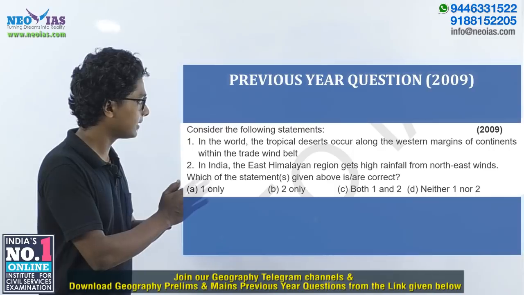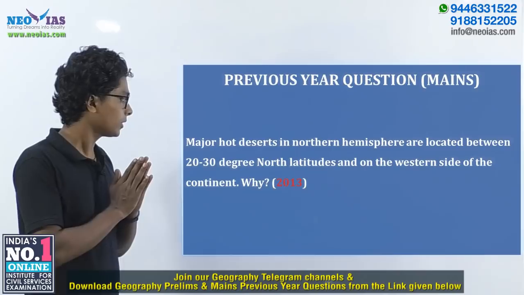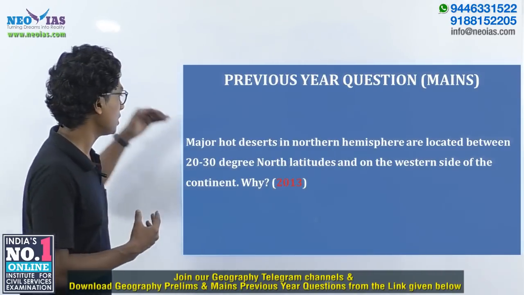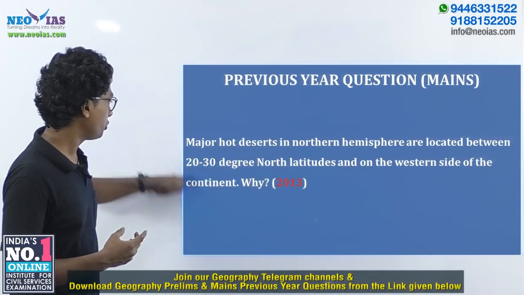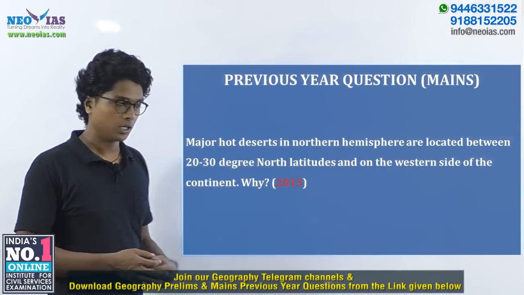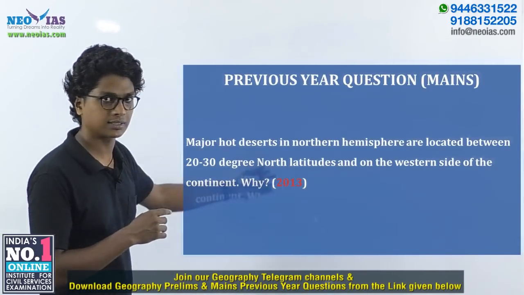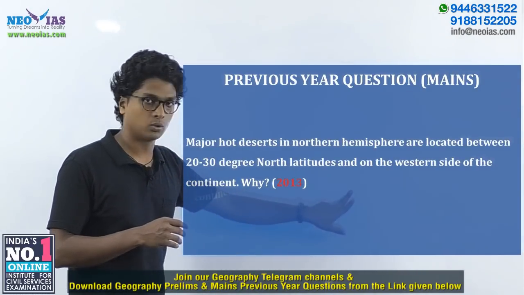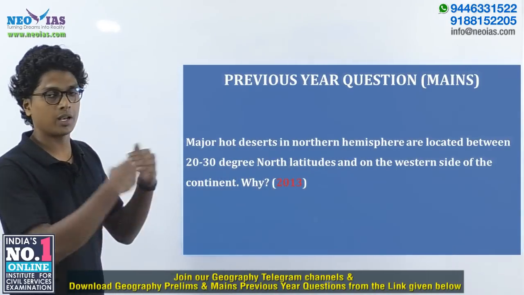Now let's look at the mains question from this area. This question was asked in 2013, since the pattern changed. Anyway, the major hot deserts in the northern hemisphere are located between 20 to 30 degree north latitudes and on the western side of the continents. Why? If you look at this question, two major aspects of a major hot desert have been given here. They are located along 20 to 30 degree north latitude, and along the western side of the continent. And we have been asked why.